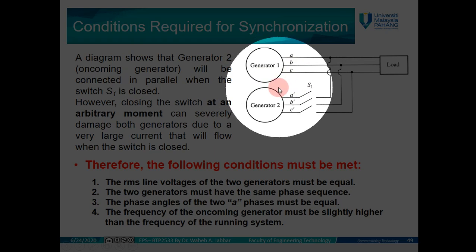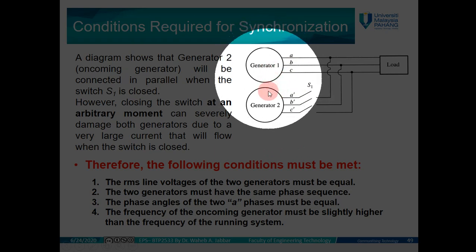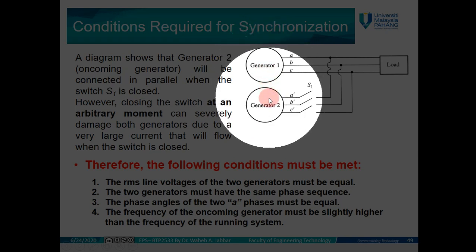No, the first one: the voltage of both generators should be equal to each other. So the RMS voltage of generator one must be equal to the RMS voltage of generator two. The second is that the generators must have the same phase sequence.